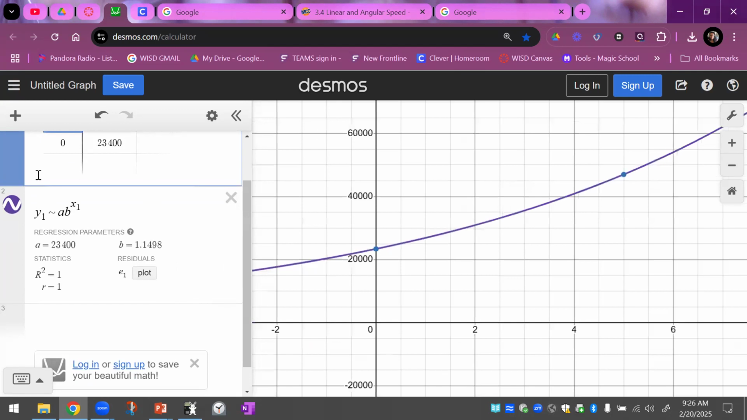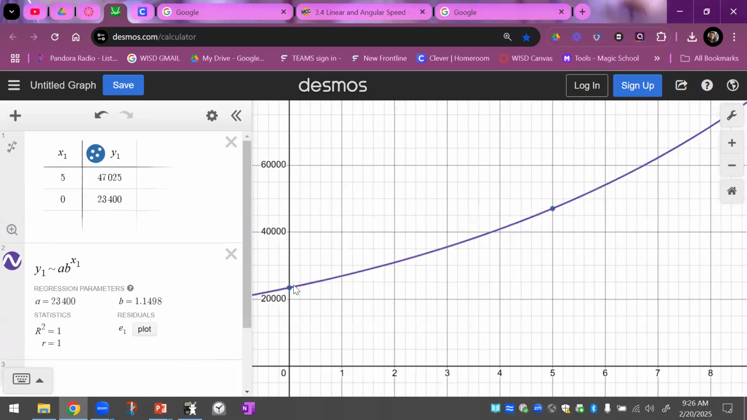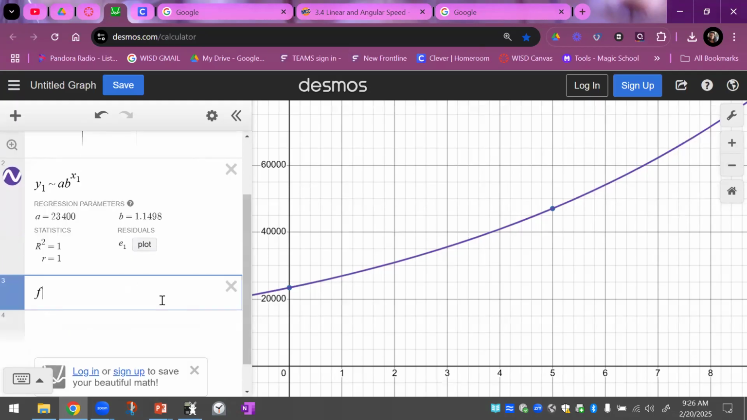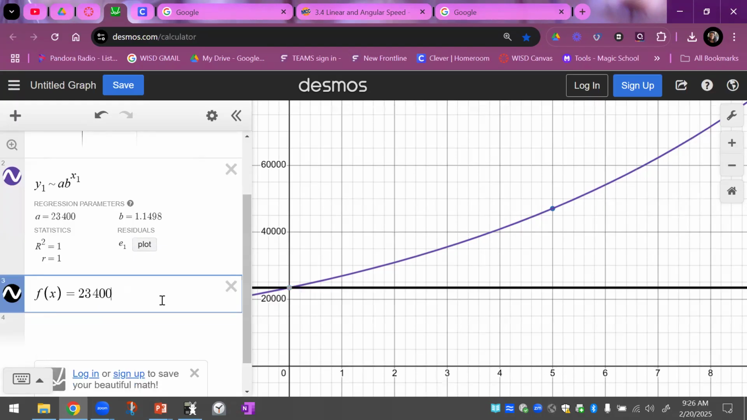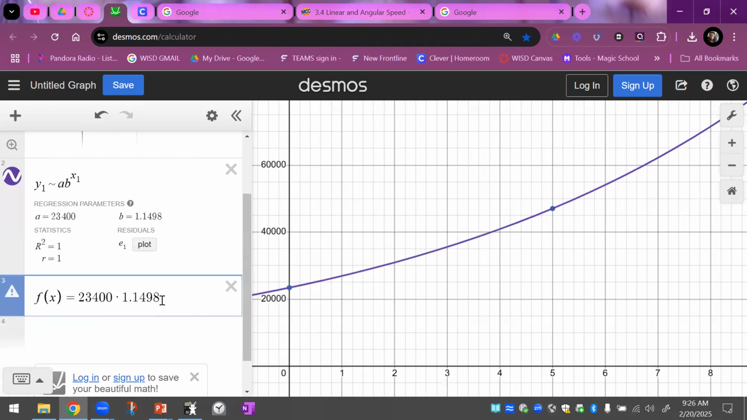I'm going to hit the auto fit button, the magnifying glass, so I can see it. And so here's my regression model. The car value went from here to here, and the car value is going to keep doing what? Increasing, right? So now I'm going to write the function model. So writing the function model, we have f of x equals 23,400 times 1.1498^x. So that's our regression model. And it asks us for what year?